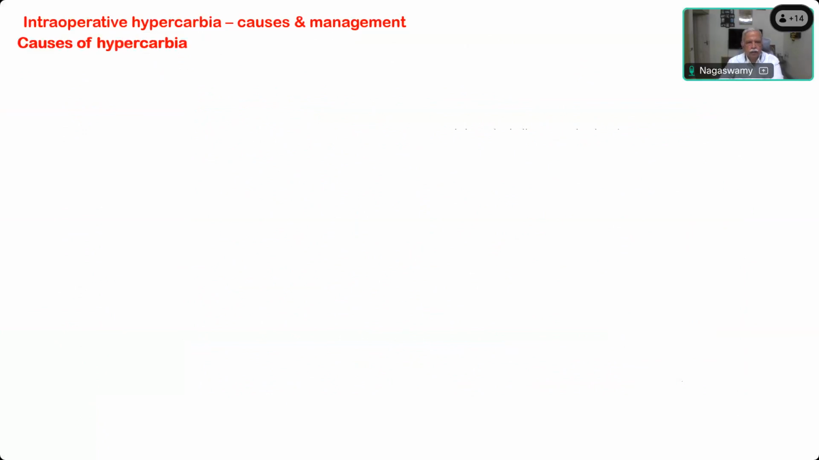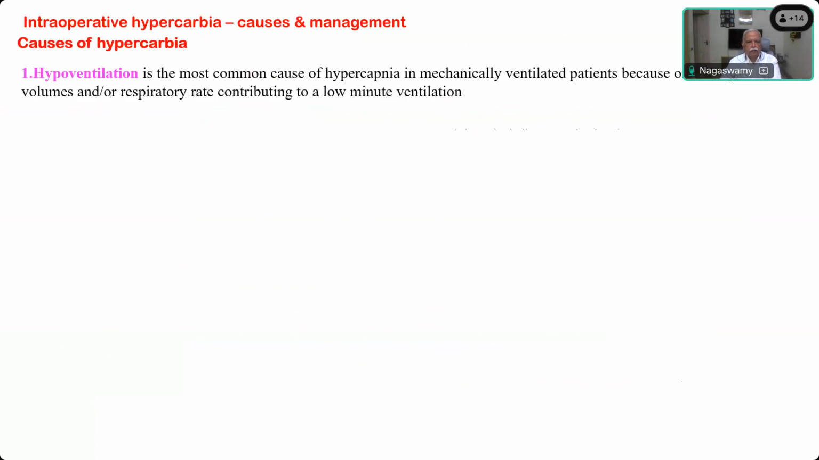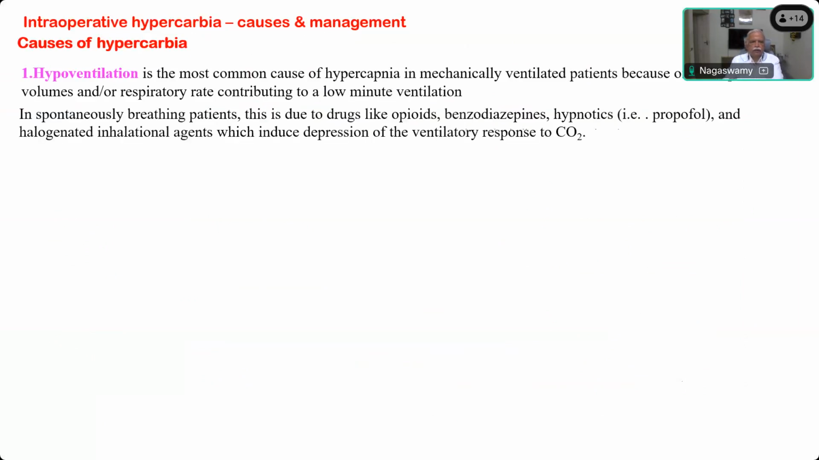Intraoperative hypercarbia causes and management. The first and foremost cause in a normal lung patient is hypoventilation. It's the most common cause, especially if you are mechanically ventilating the patient with inadequate respiratory volumes or respiratory rate, maybe because of low minute ventilation.